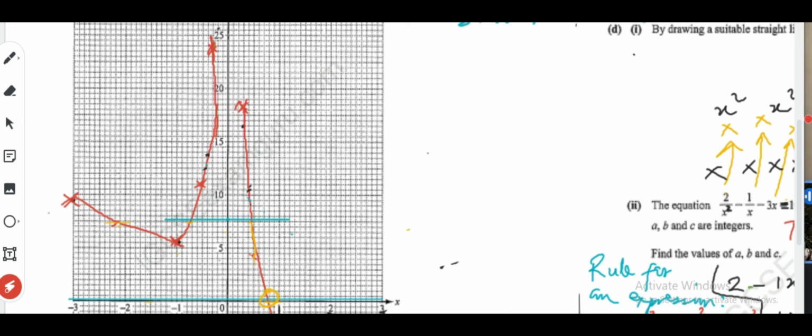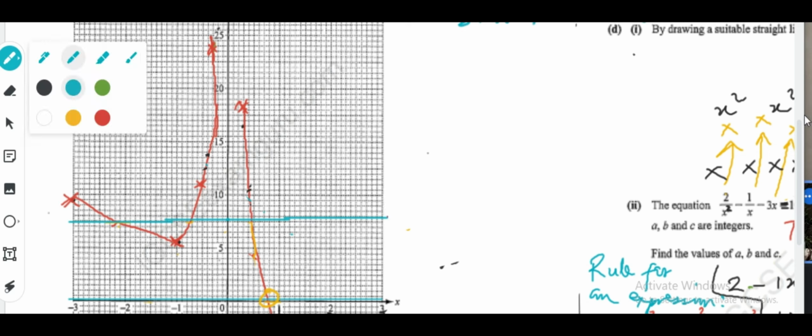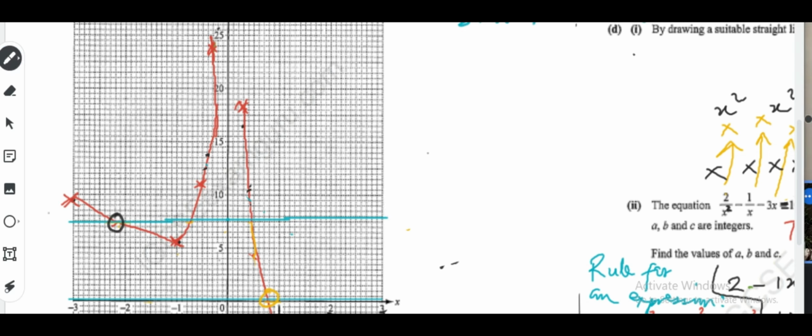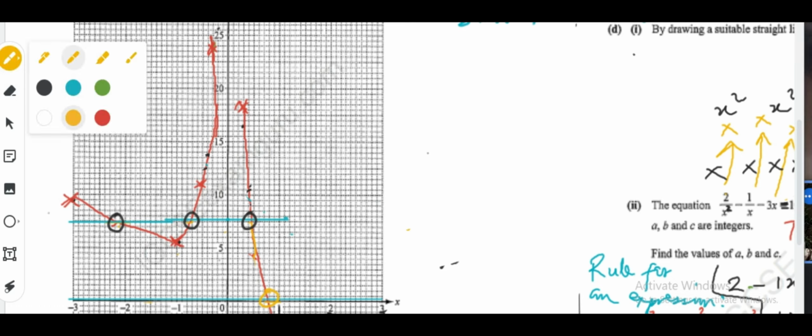You need to make the line longer. It has to cut the entire graph, everywhere in the graph, except if you cannot cut. Once you can cut, good. So let's look at the positions you cut the graph. You cut the graph here, here, and here. So what are their values? Once it has cut the graph, you don't need to keep making it longer. So you trace it down to get the value.